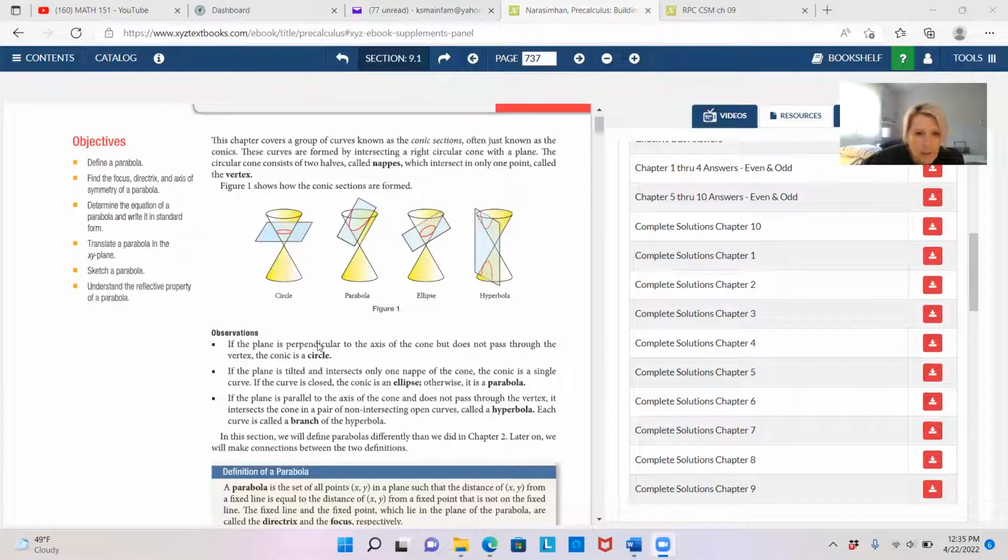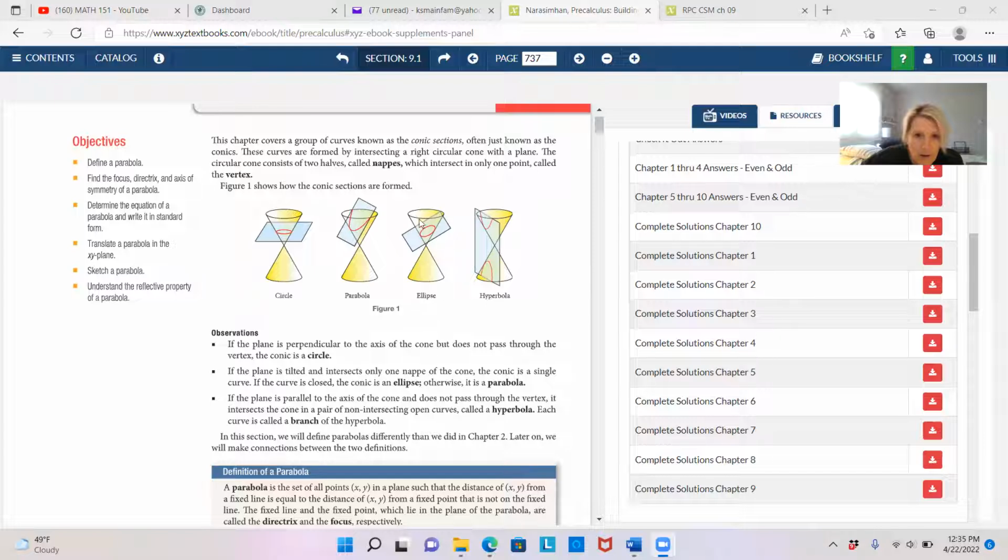It says if the plane is perpendicular to the axis of the cone, so we've got these two cone shapes that come together, and the two halves are called nappes, and they intersect at this vertex point, okay? It says if the plane is perpendicular to the axis of the cone but does not pass through the vertex, the conic section is a circle. So we're going to look at the conic section called a parabola in this section.